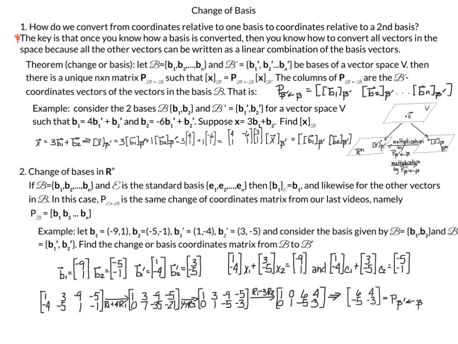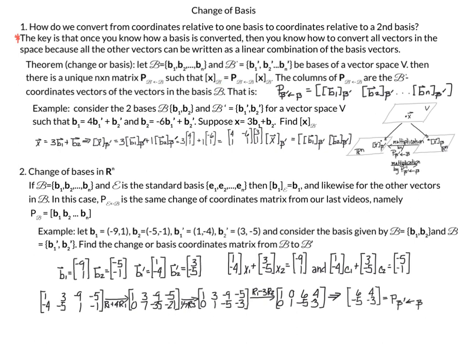So we have this change of basis theorem: if we have two bases, B and B prime, for vector space V, where B has n vectors B1 to Bn, and B prime has n vectors B1 prime to Bn prime, then there's a unique n by n matrix P that converts from coordinates in B to coordinates in B prime, such that x written in terms of the basis B multiplied by this matrix that converts from B to B prime will give you the coordinates in B prime.